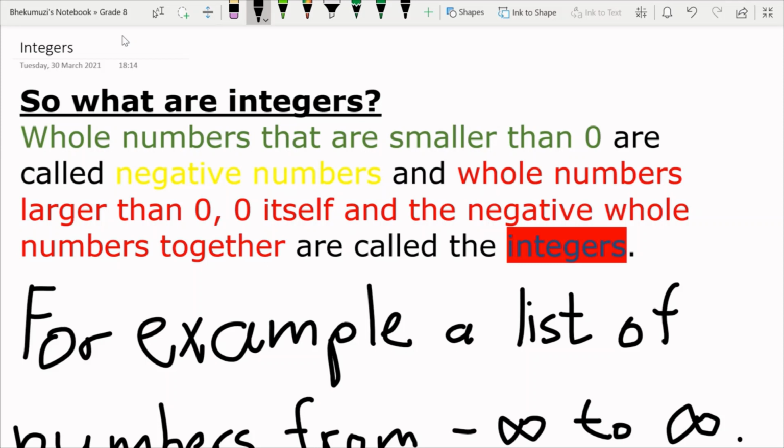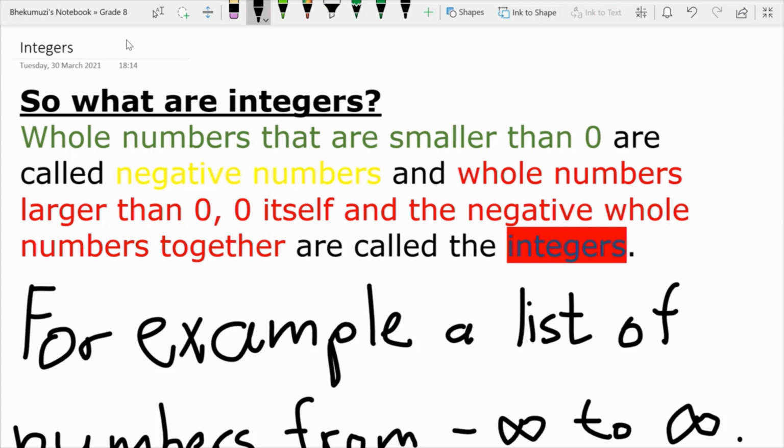So when we have whole numbers, the numbers that are larger than 0, with 0 itself and negative numbers, then we say that those are integers. So it has to be whole numbers, 0 with the negative numbers, and then all of that. The list of all those numbers would be called integers.